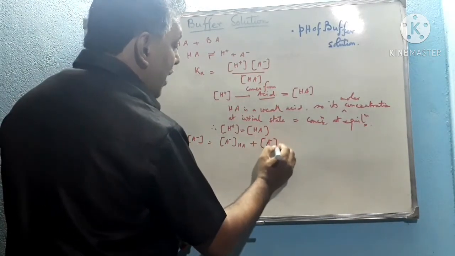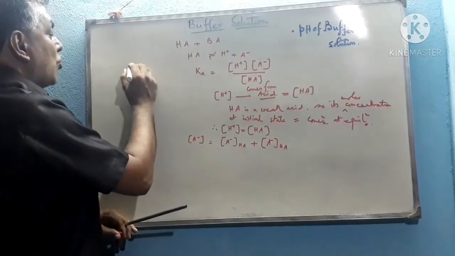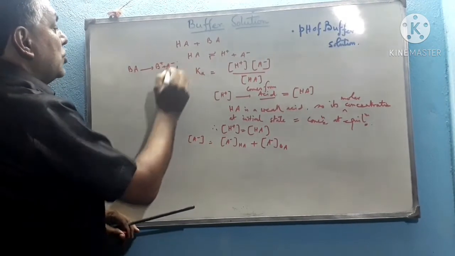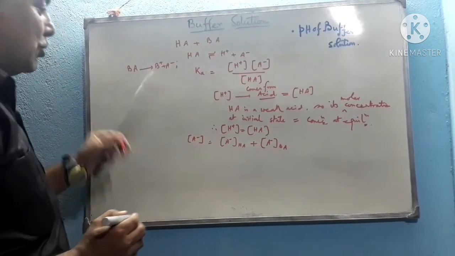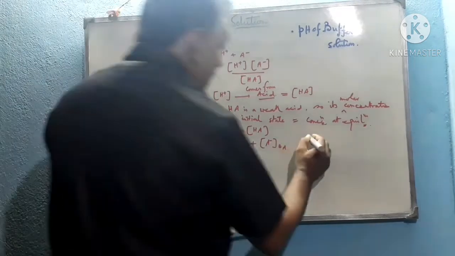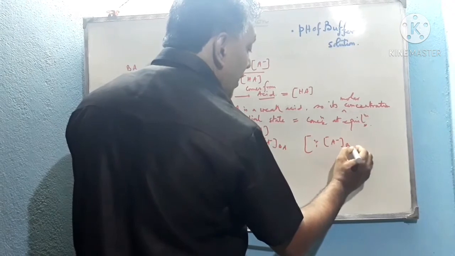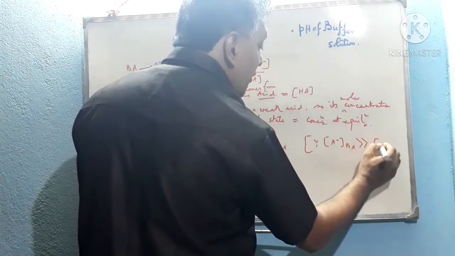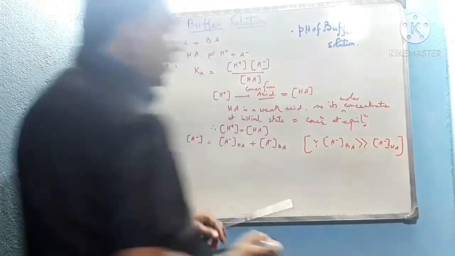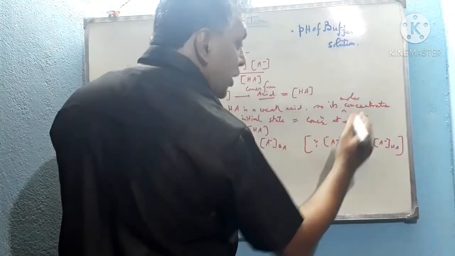Concentration of A minus comes from BA, the salt. This is because we know that BA is a strong electrolyte and hence it completely dissociates to form B plus and A minus. So A minus comes from BA also. Now see this, A minus of HA plus A minus of BA. Since A minus of BA is far greater than that of A minus of HA, because we know that BA is a strong electrolyte and HA is a weak acid, therefore A minus from BA is far greater than that of A minus from HA.